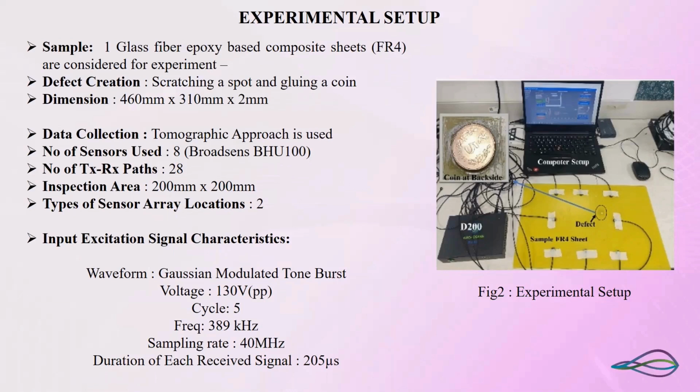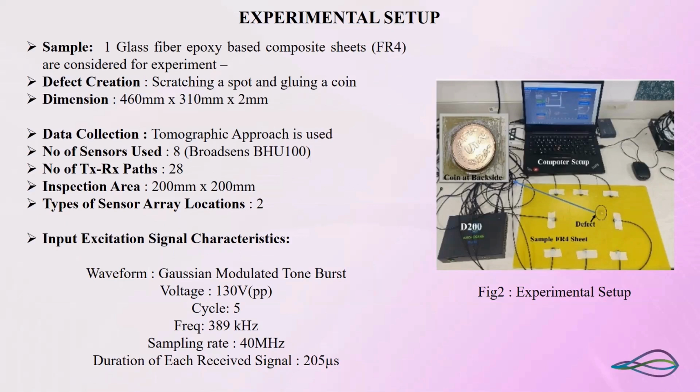And we are creating a defect by scratching a spot at the backside, and we are attaching a coin to mimic some sort of manufacturing defect. So the defect is at the backside. It is completely optically occluded, meaning you cannot observe any kind of defect from the top of it. By just looking at it, you cannot see any kind of defect.